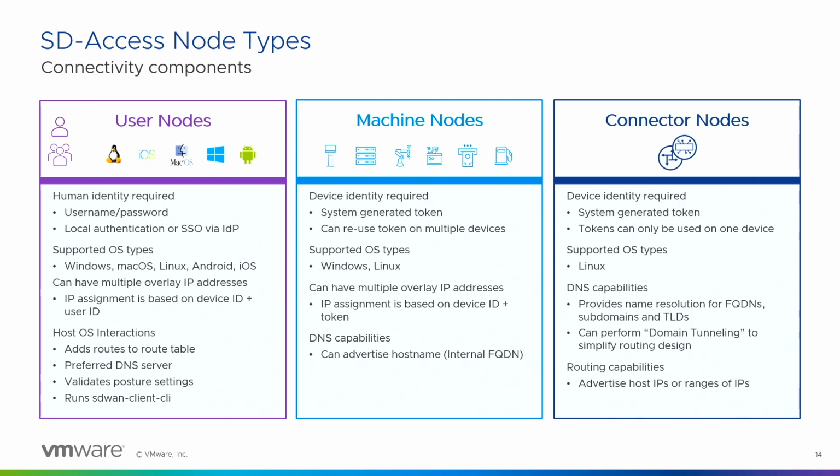This connector can advertise all of the domains and IP addresses of the resources within that. And this again uses tokens for authentication, and the connectors can be installed directly on physical servers or on VMs. The connectors can also be used to advertise DNS, and will advertise the IP addresses, the domains, as well as the subdomains of the resources behind it.